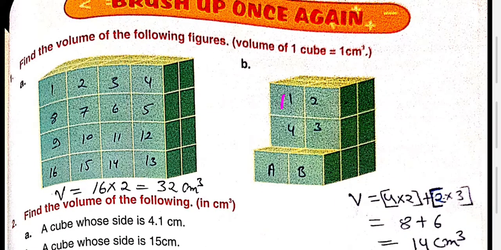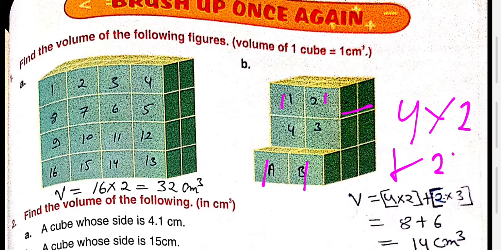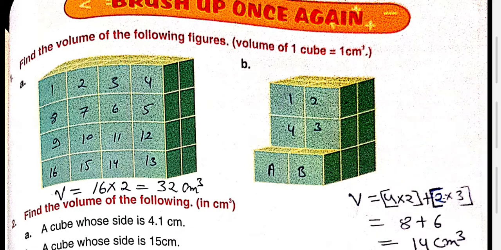This one is a bit difficult. See here, 1, 2, 3, 4, 4 are there. And how many rows are there? 2, so multiply by 2. Plus here how many are there? 1, 2, only 2, and how many rows are there? 1, 2, 3, so multiply by 3. What do you get? 4 twos are 8, 3 twos are 6. So you write here 4, and 2 rows are there, just write 2.